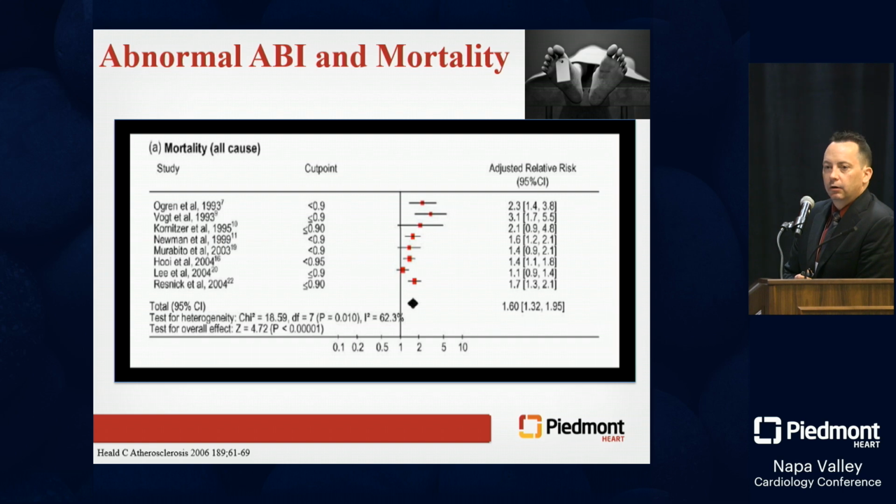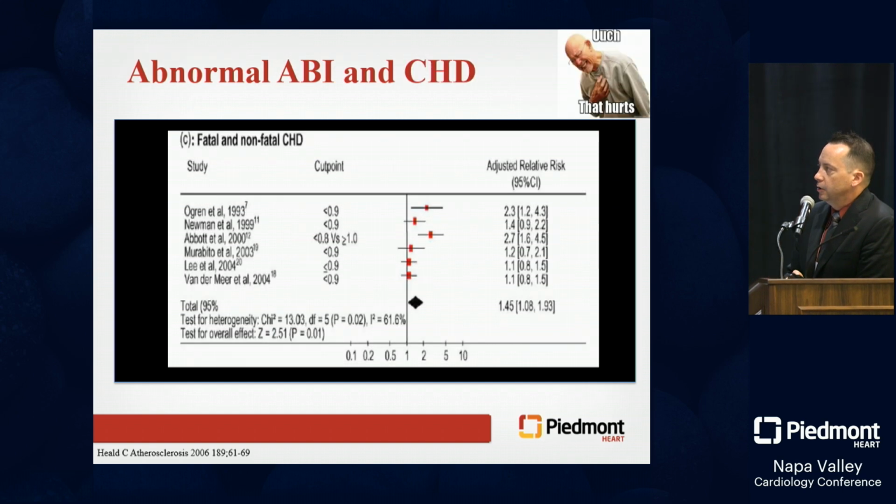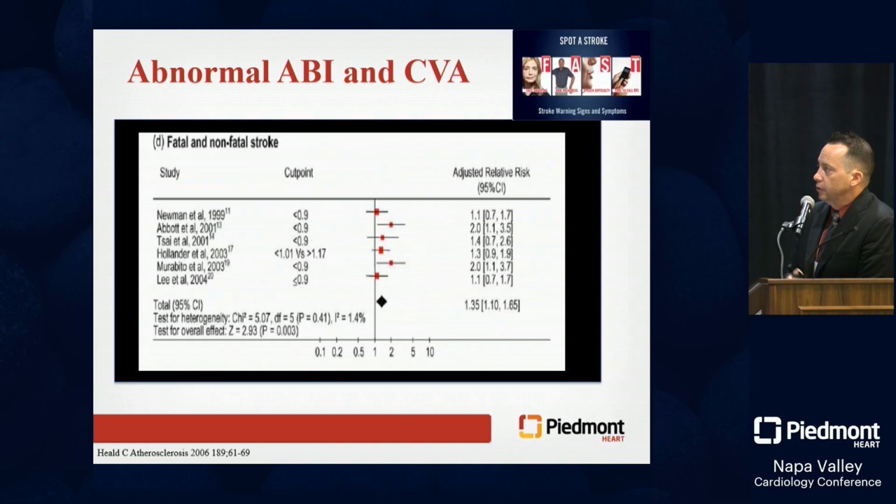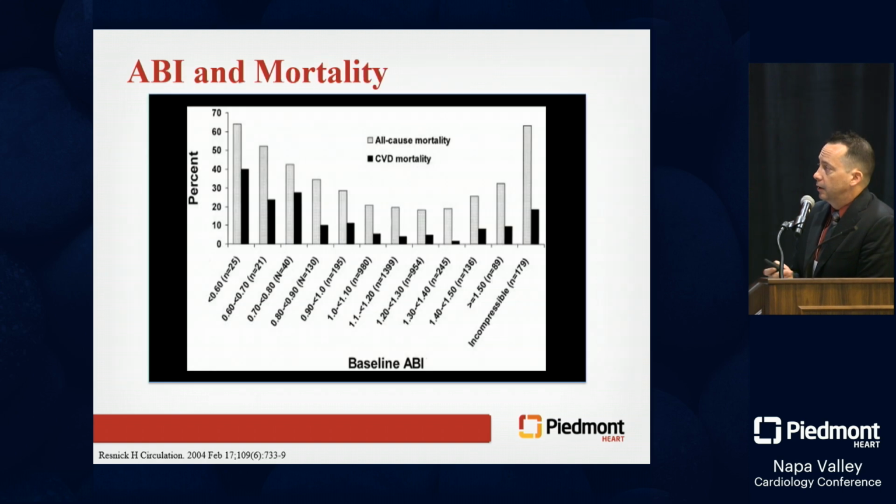And this is why we care. If you look at abnormal ABI and mortality, look across the board here: if you have an abnormal ABI, your mortality goes up, your risk of heart disease goes up, your risk of stroke goes up, and across the board, your mortality is directly related mainly to cardiovascular events. So if you look at CVD mortality versus all-cause mortality, you're really looking at a U-shaped curve here.